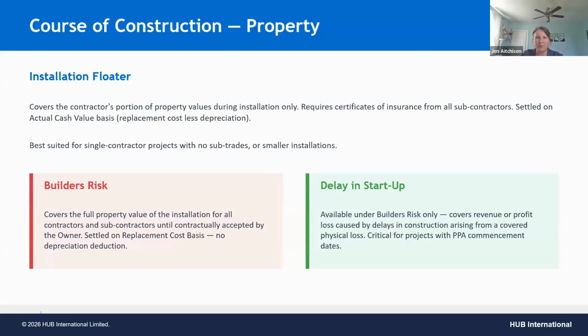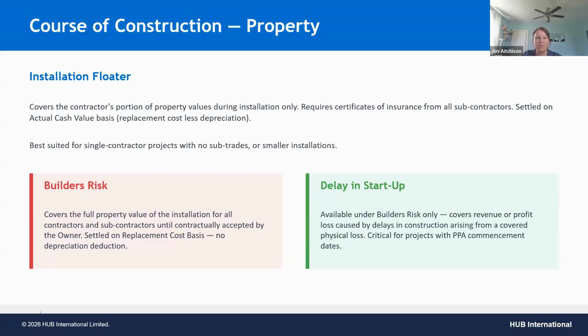So the first thing I want to touch on from a construction perspective is property. Most smaller installers typically will carry an installation floater, and this is to cover the contractor's portion of the property while it's being installed only. It typically also relies on certificates of insurance from all subcontractors, so an installation floater will only cover the property in the course of construction by the company that's currently installing it. It's typically settled on an actual cash value as opposed to replacement cost, which means there can be some deduction for depreciation if you've got installations that take some time.